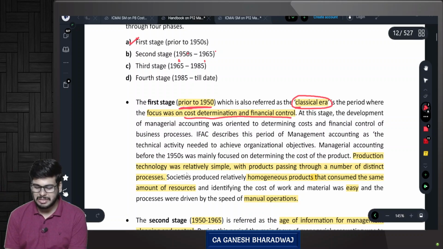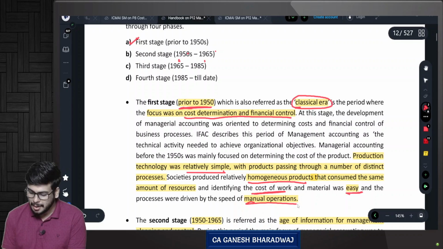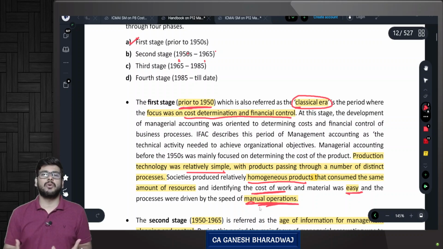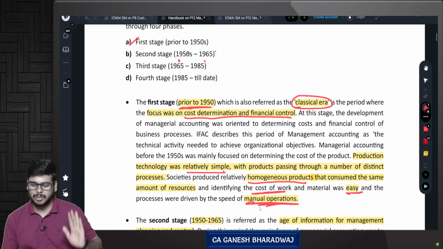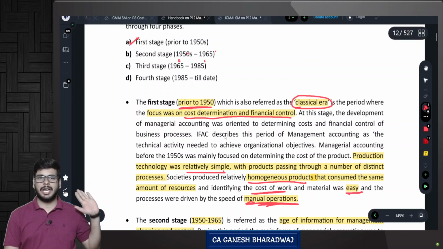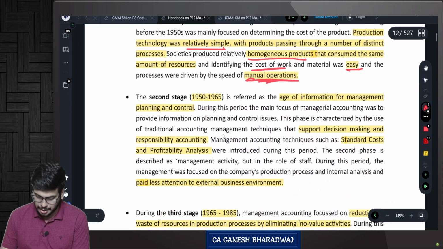Production technology was very simple, with products passing through a number of distinctive processes, and societies produced relatively homogeneous products. Homogeneous means what? Similar products that consumed the same amount of resources, and identifying the cost of the work and material was very easy, and the processes were driven by the speed of manual operations. Labor oriented. Technology itself was not there. So at that point of time, the focus was on cost determination and financial control. That's all you need to remember.